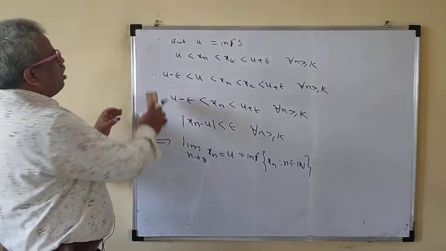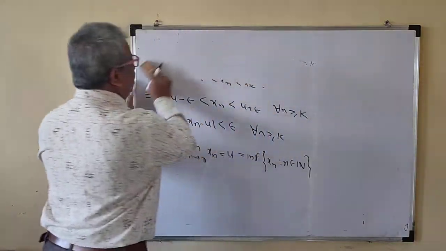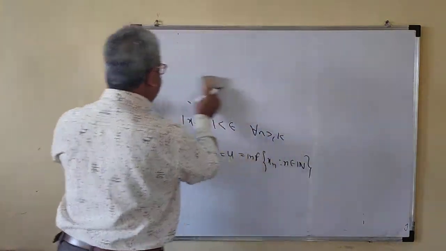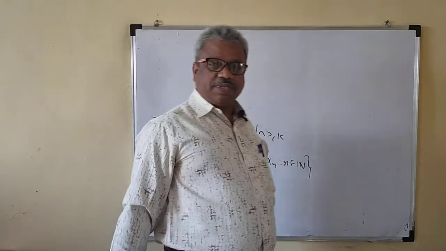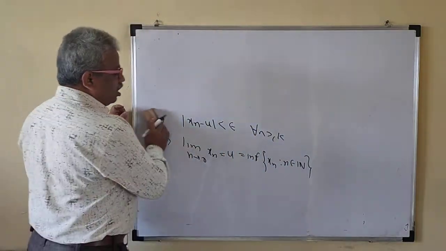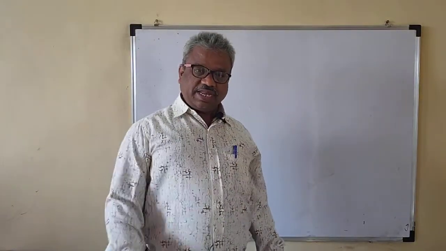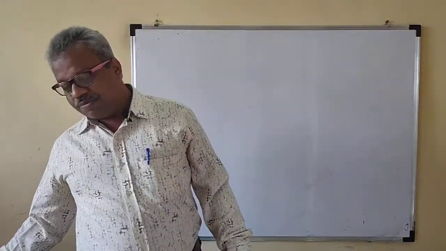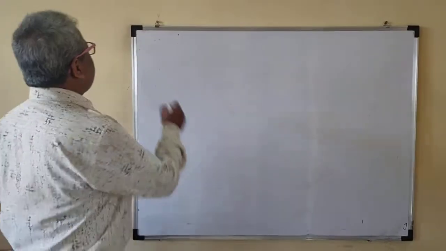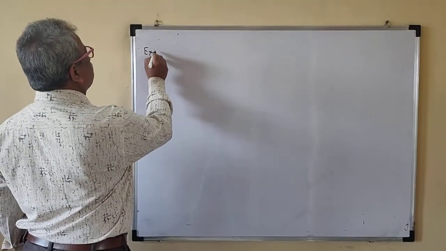Okay, so what we have seen here is a monotonic sequence which is bounded. If a monotonic sequence is bounded, then it is convergent. If it is increasing, then it converges to the supremum. If it is decreasing, then it converges to the infimum. So this we have seen. Okay, we'll see some examples of a sequence.